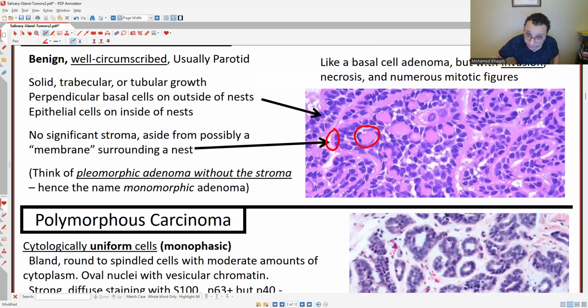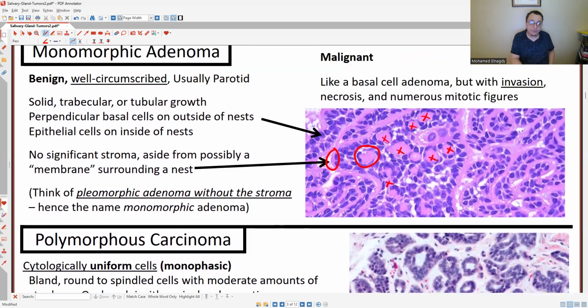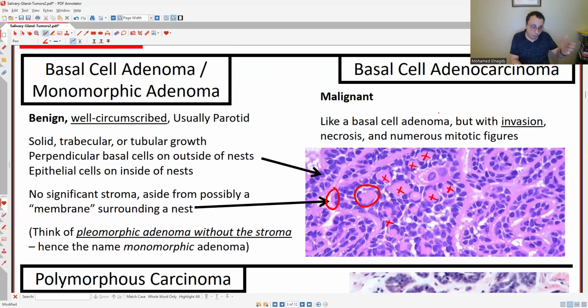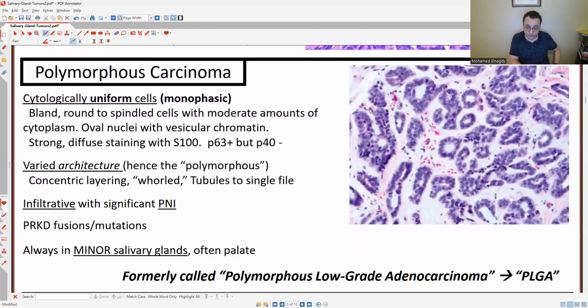The basement membrane-like material or hyaline basement membrane-like material, which is there like wires here, is the key that you can use to differentiate this one from the adenoid cystic, because sometimes with these secretions or with these red things in the lumen, you might think, that's like the secretions in the lumen, so that's adenoid cystic, but the answer is no, because you see this wire basement membrane-like material in the periphery. That's monomorphic adenoma, basal cell adenoma versus basal cell carcinoma.